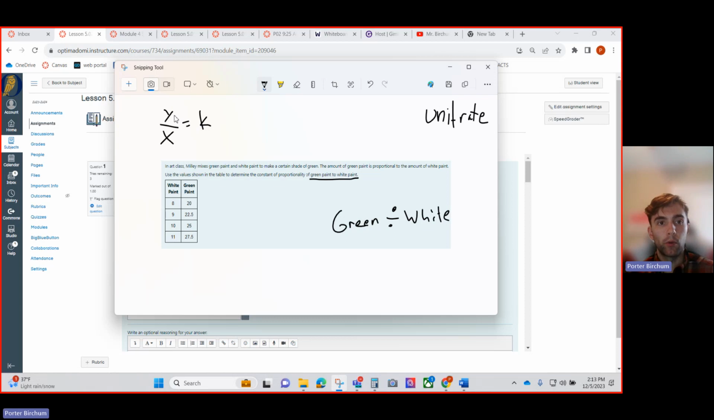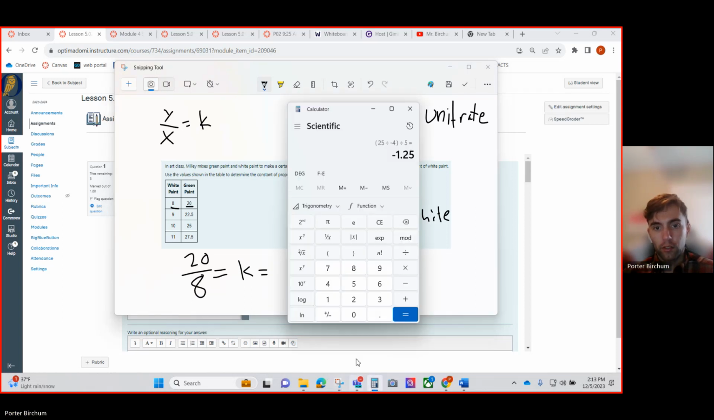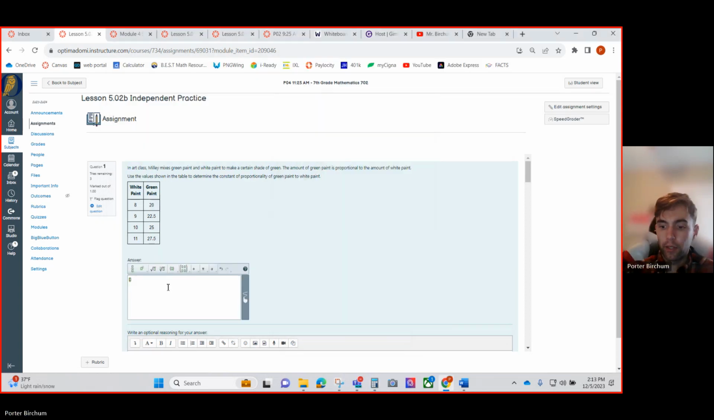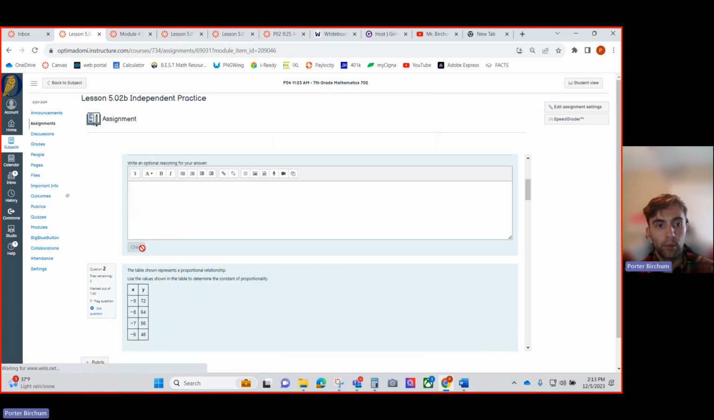So green paint is our y, and the white paint is the x. So if I do green divided by white, or y divided by x, to find the constant of proportionality, I could do 20 green paint divided by 8 to find my constant for this problem. What is 20 divided by 8? 20 divided by 8 is 2.5. And in my answer, I put 2.5 only, just the number.